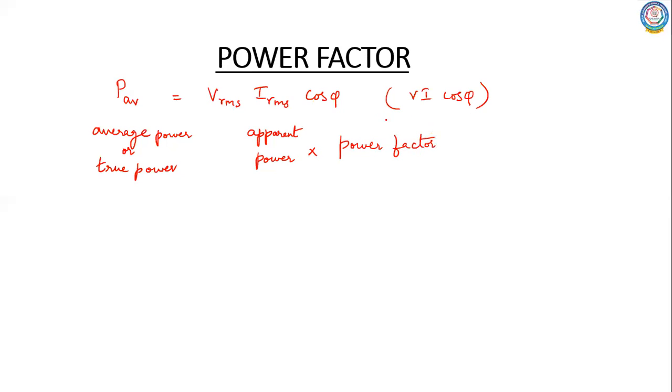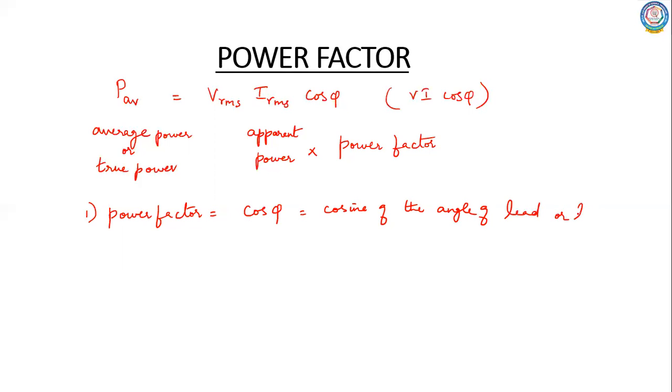So I'm going to define this power factor in three ways. The first way: power factor is equal to cos phi. So what is this cos phi? Cos is cosine, the cosine of the angle of lead or lag. Whether the current is leading the voltage or lagging the voltage, it is the angle between voltage and current. So the cosine of the angle between the voltage and current is represented as cos phi, which is termed the power factor.